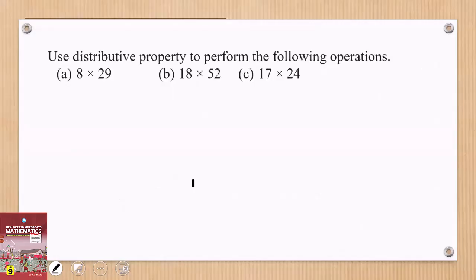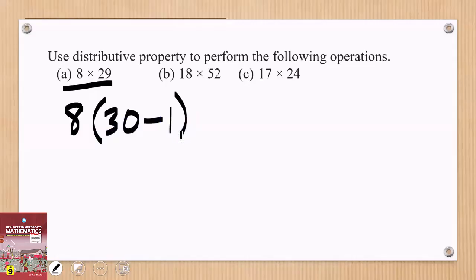Let's take an example. Let's say I want to do the following operations. What is 8 times 29? 8 times 29 probably is very complex for you to do mentally. You can break this down as 8 times bracket 30 minus 1. That will give you the same thing because 30 minus 1 is 29, and so times 8.